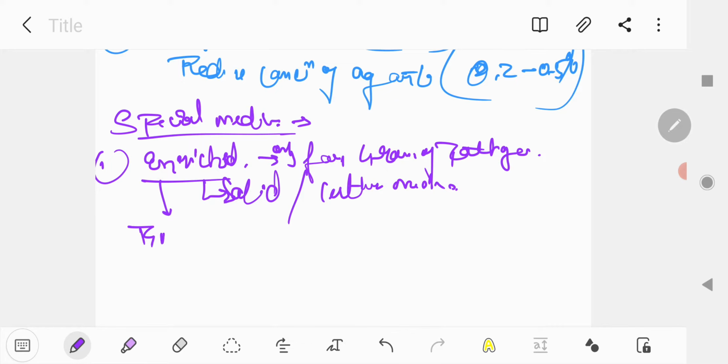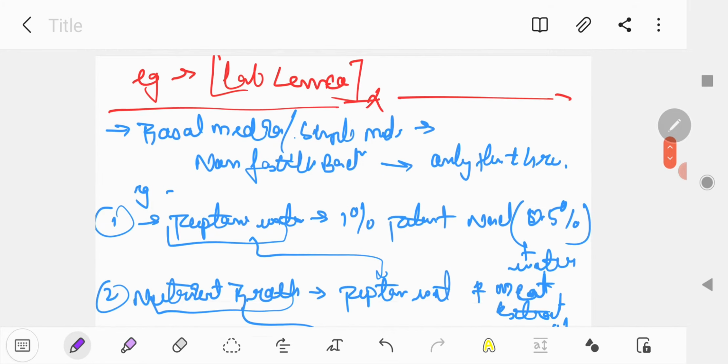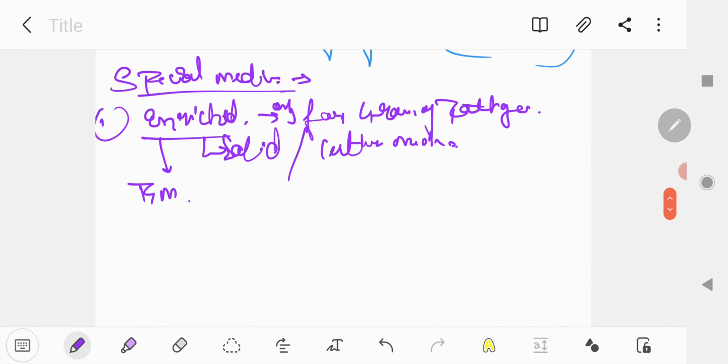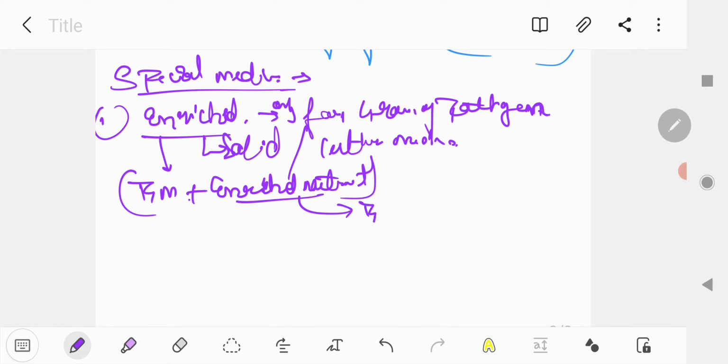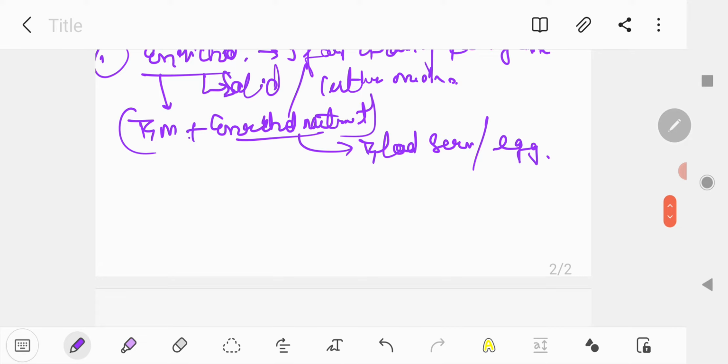What is it made up of? It is made up of basal media. So basal media, which I have shown here, any one of these, plus enriched nutrients. We have to add enriched nutrients. Why? Because the pathogens which have to grow in this medium can get additional nutrients for adequate growth. So what are these enriched nutrients? These are basically blood, serum or egg.